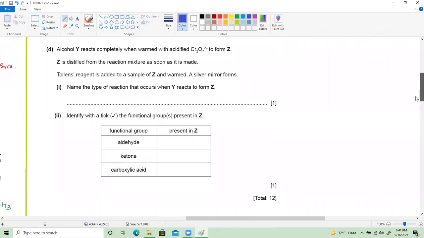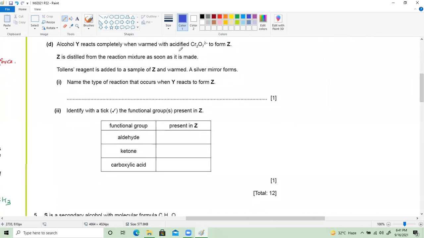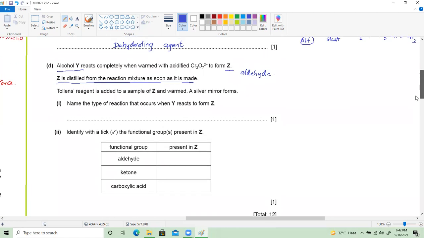The next part of the question is: alcohol Y reacts completely when warmed with acidified dichromate(VI) ions to form Z. Z is distilled from the reaction mixture as soon as it is made. Now see, what is it that is distilled immediately? An aldehyde. And when are aldehydes produced? When a primary alcohol is oxidized.